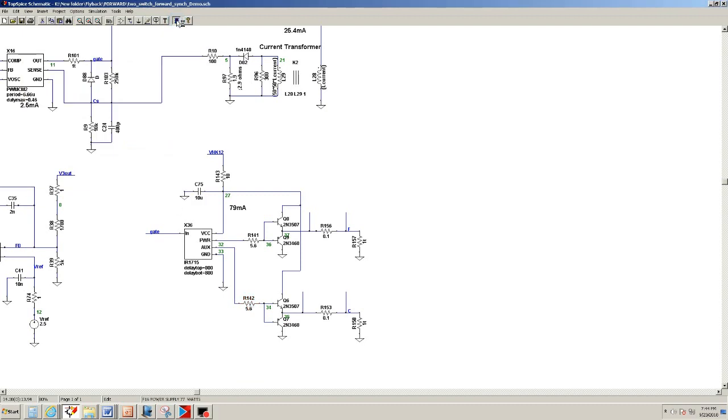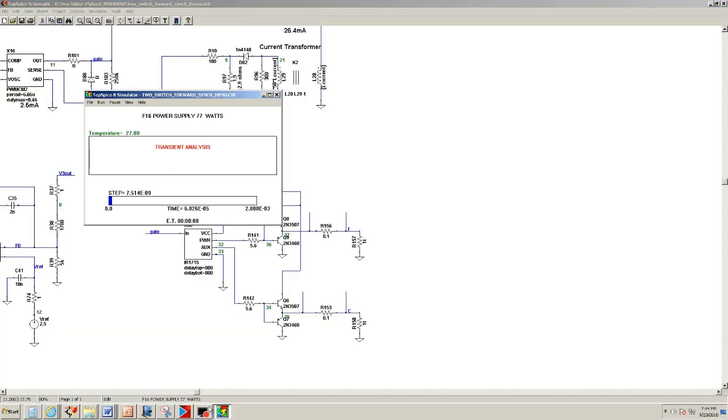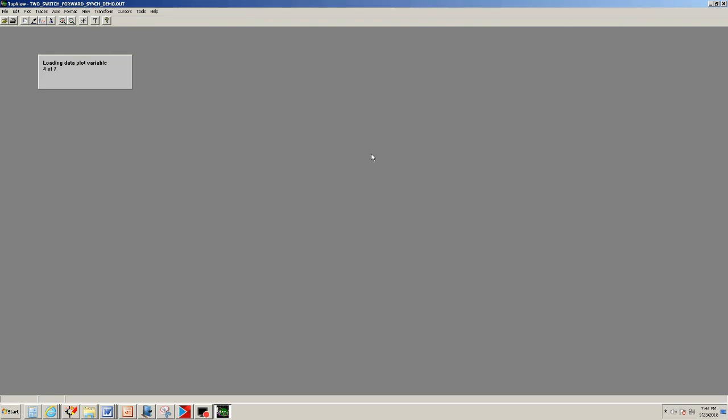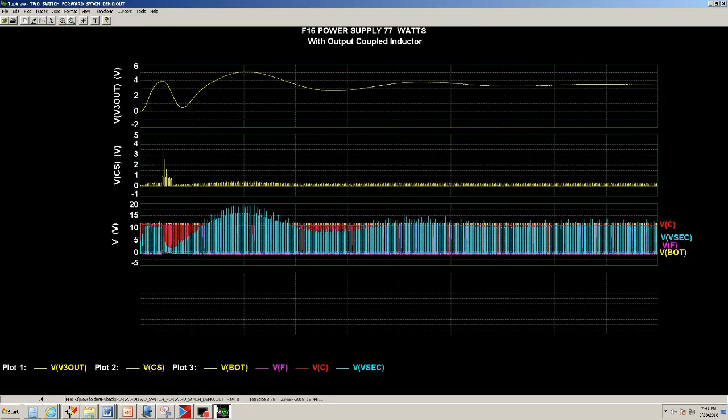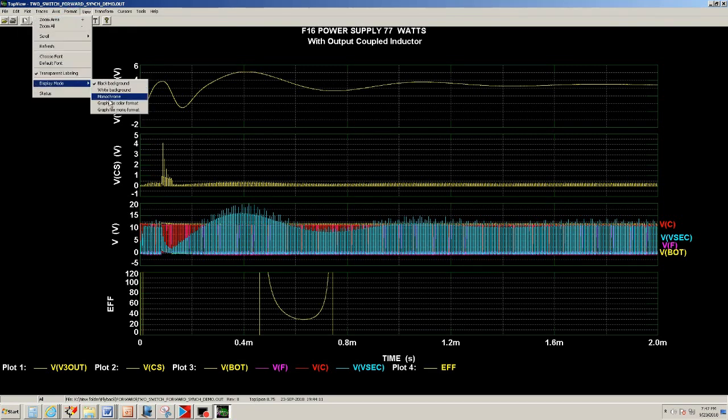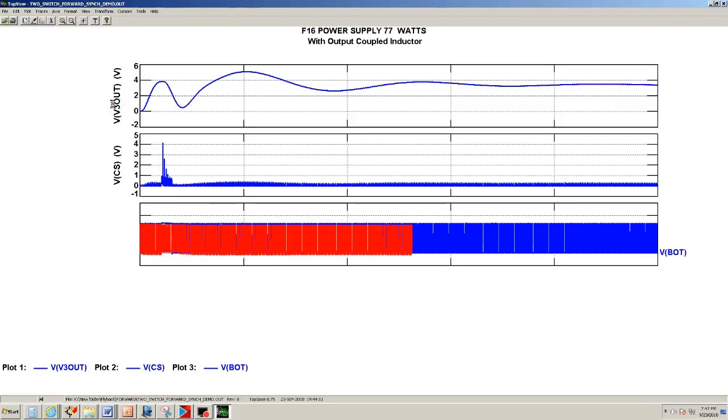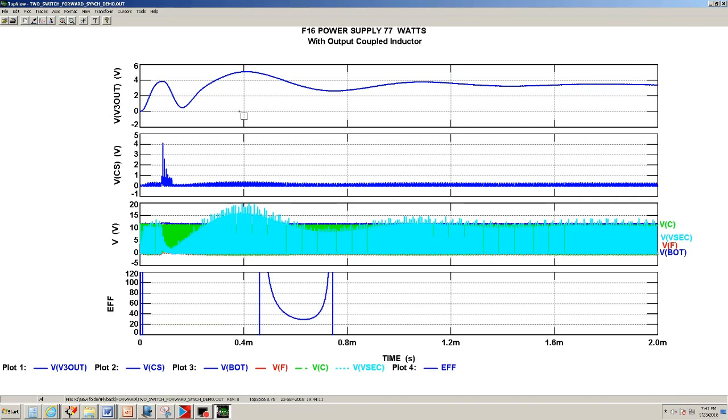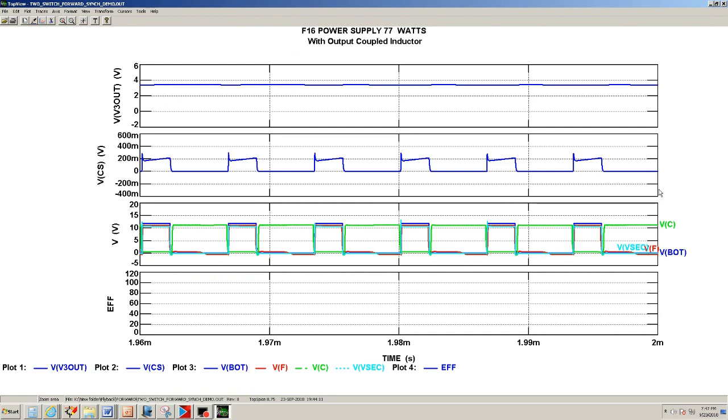Okay, the simulation should be ending. Let's go ahead and make this a little bit viewable. Now if you notice, the current sense looks well behaved. Remember we had up to 3 amps. Now you just have a little bit of a leading edge. So let's take a look at this here.